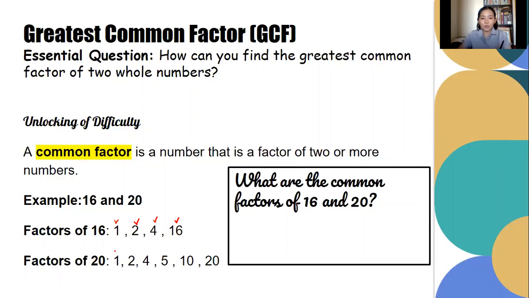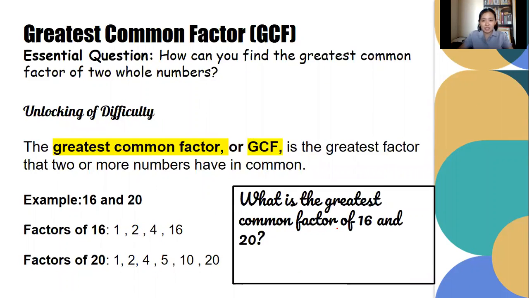While the factors of 20 are 1, 2, 4, 5, 10, and 20. All we need to do here now is to find what are the common factors between 16 and 20. The answer is this set of 2's and set of 4's. So the answer is 2 and 4. How is this related now in getting the GCF?